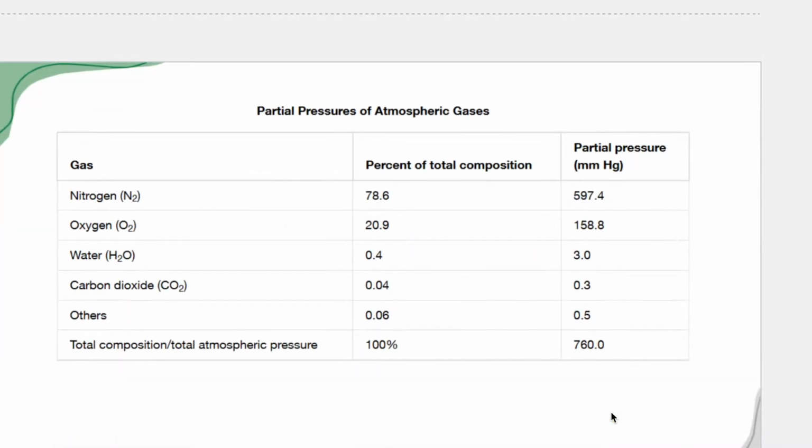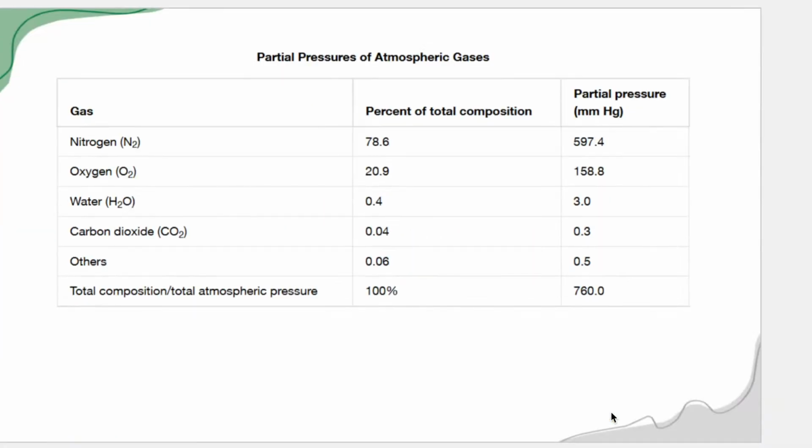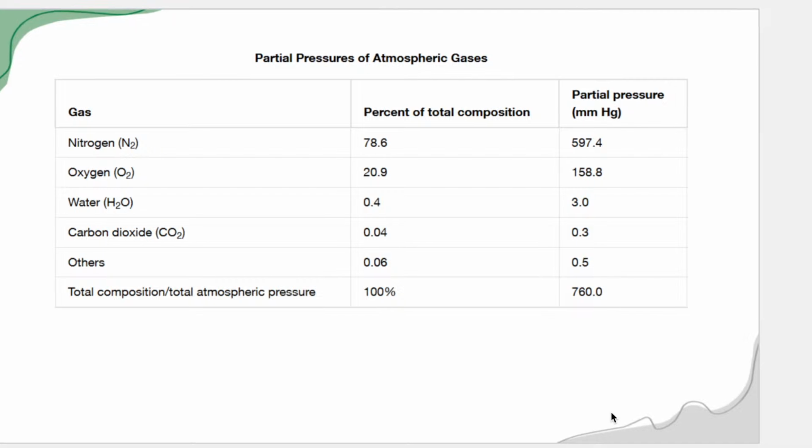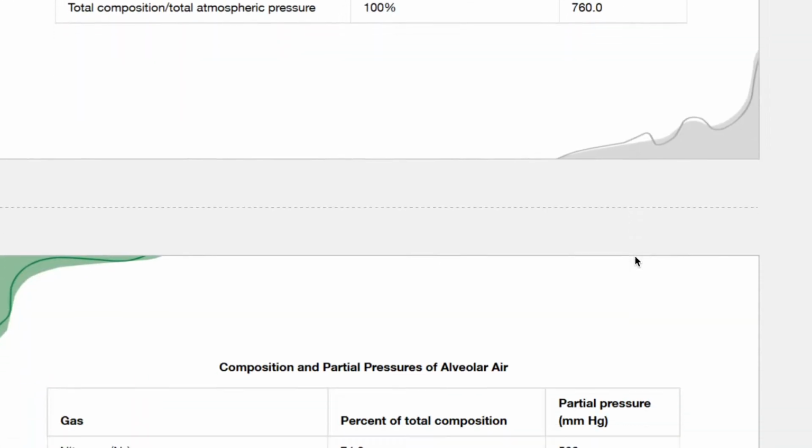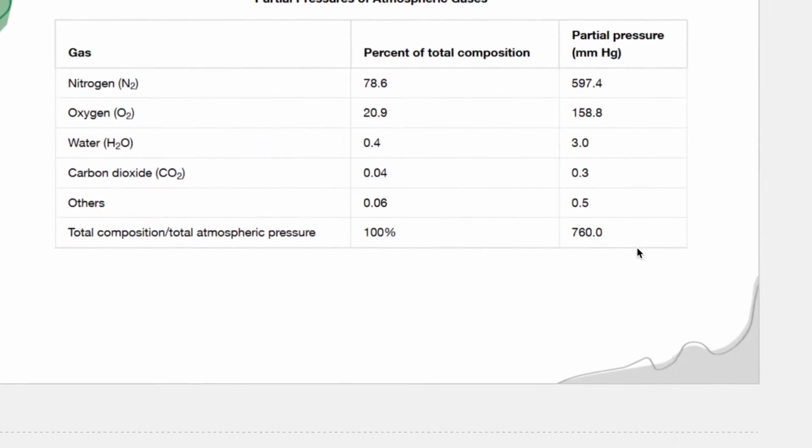So partial pressures, atmospheric gases. The number one is going to be nitrogen. For those who took microbiology, I remember that by thinking about how nitrogen is the limiting factor of bacteria. If you've got no nitrogen, then you're not going to grow. Oxygen is number two. Carbon dioxide is way down there. And if you add them all up, they add to 100%. So here you can see the partial pressures in mercury in 1 atmosphere.